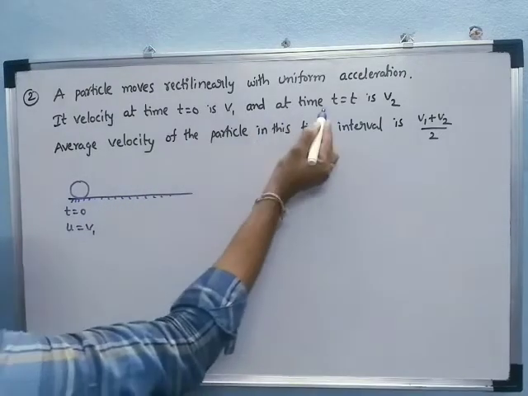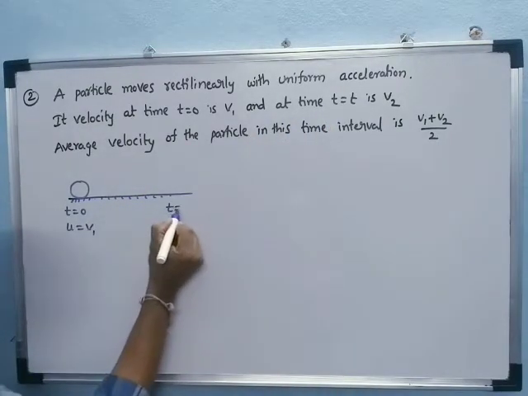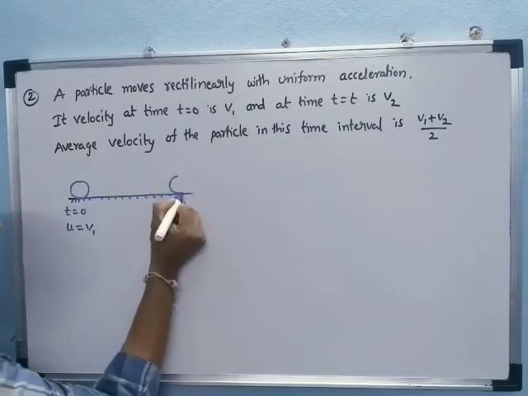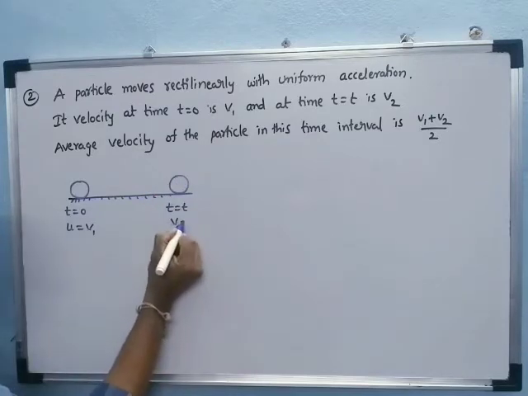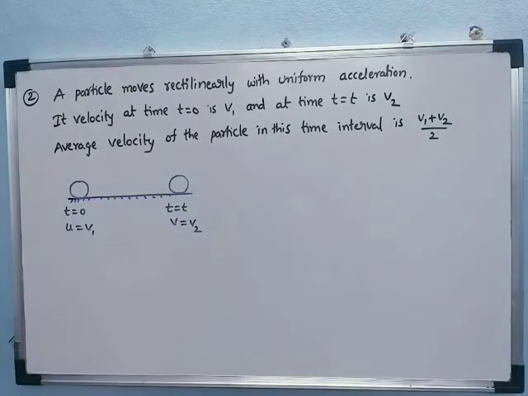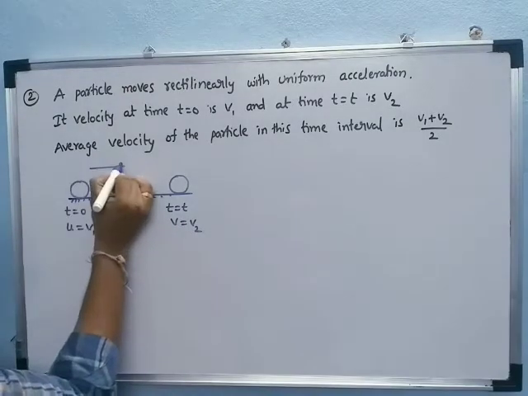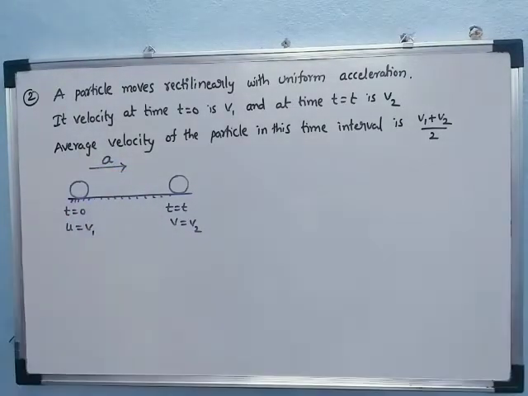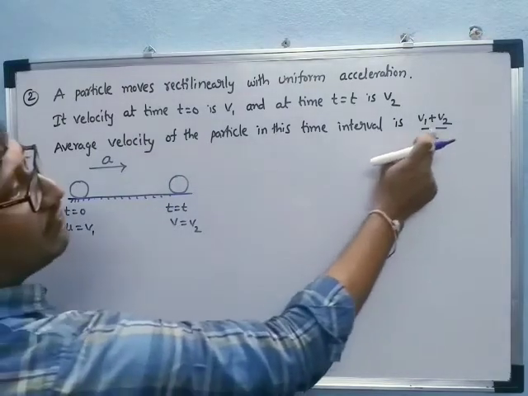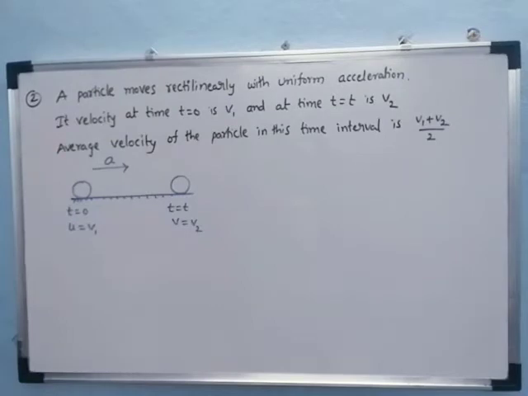At a time t, its velocity, the final velocity v2, moves with uniform acceleration a. Then its average velocity is (v1 plus v2) by 2. Is it true or false? Is it right or wrong? Substitute your answer.